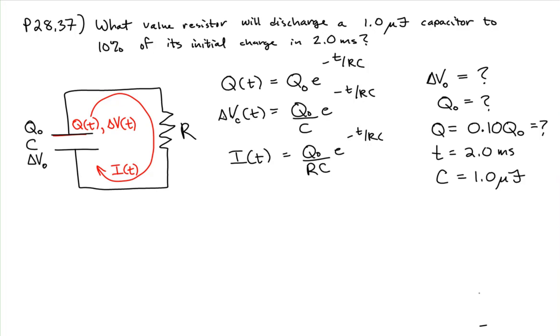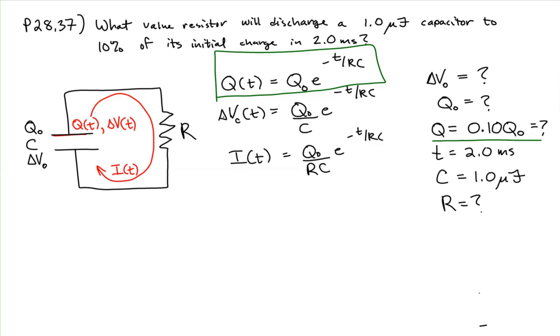Now, our goal is to find what value resistor. So let me write R equals question mark because we don't know that. So we have to find the value of the resistor that will discharge this capacitor to 10% of its initial value. And I see that we pretty much have everything we need, I think, to solve that from this first equation for charge as a function of time. So I'll start with this first equation.